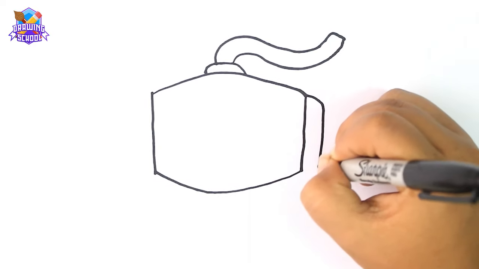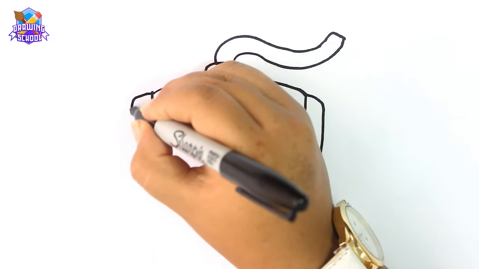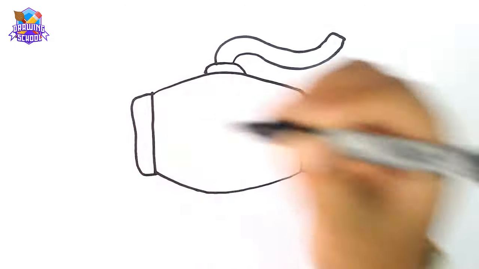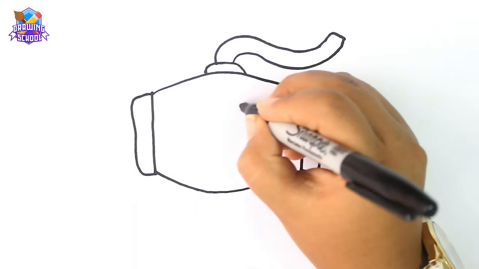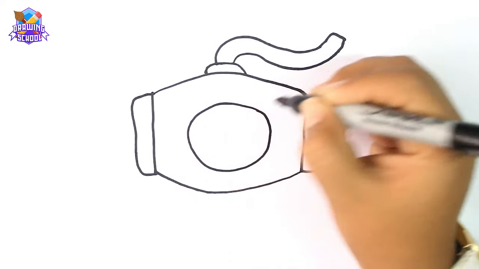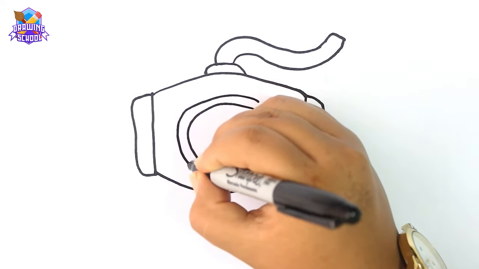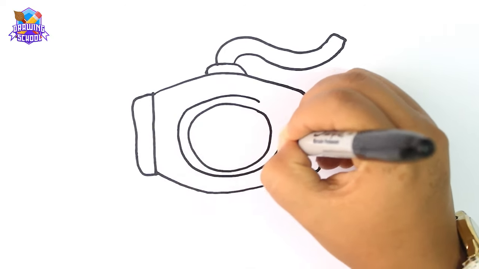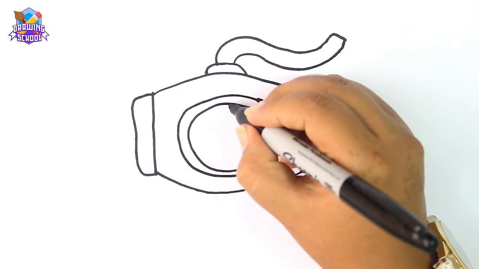We draw some details like this on the sides. A big circle in the middle so we can see underwater too. A bigger circle around it. And some inside lines.